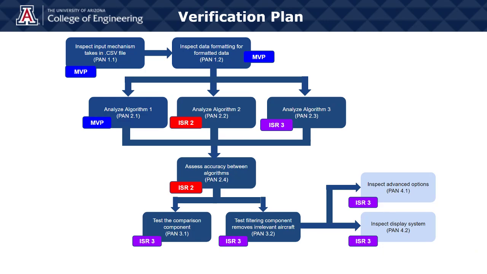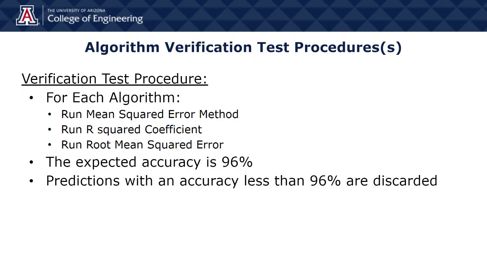This is our system verification plan, which follows the critical path we took in verifying our requirements in order to verify and accept our system. Our algorithm verification test procedure is as follows. For each algorithm, we tested the best models by analyzing their mean squared error, R-squared coefficient, and root mean squared error. If the prediction was not within tolerance, this prediction would be discarded.